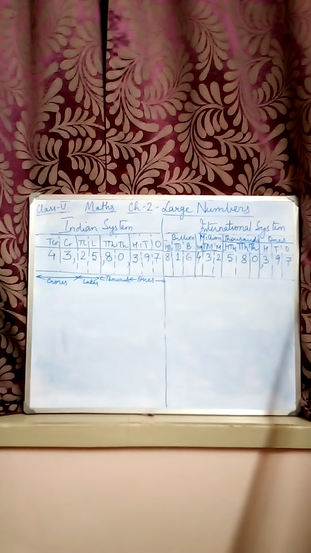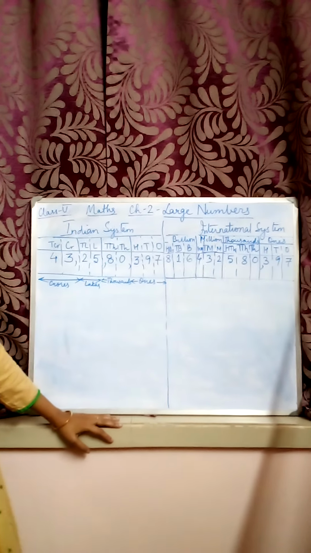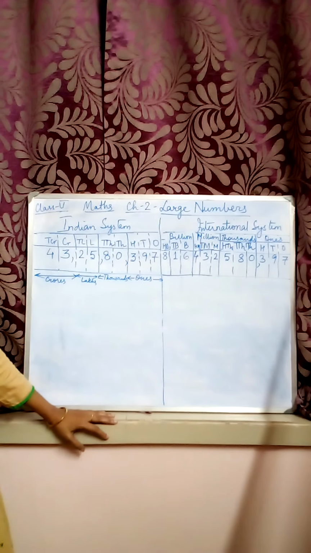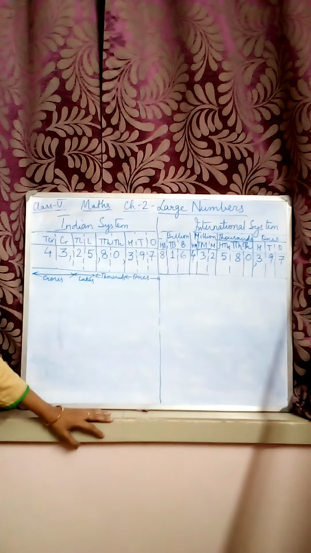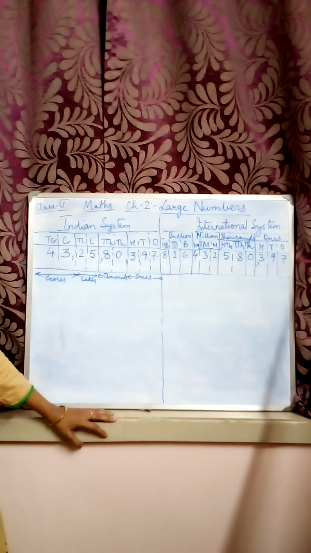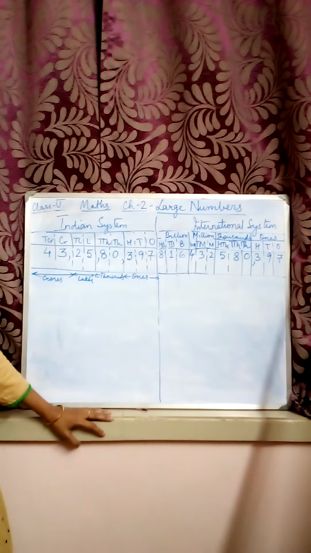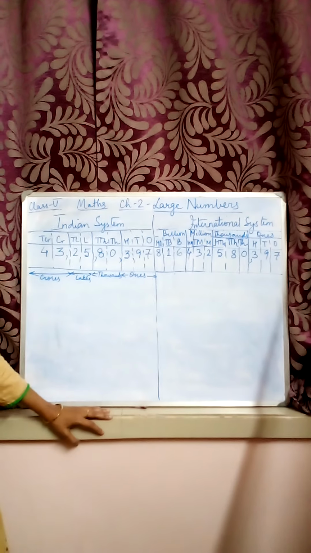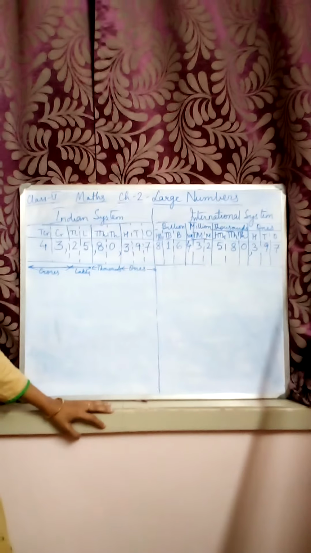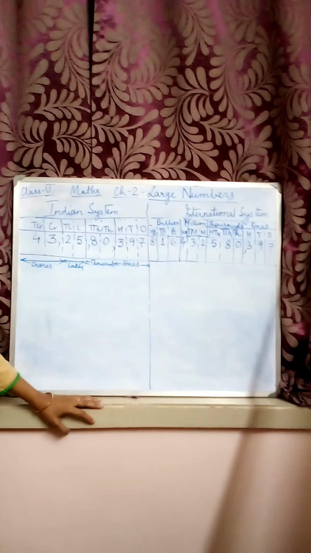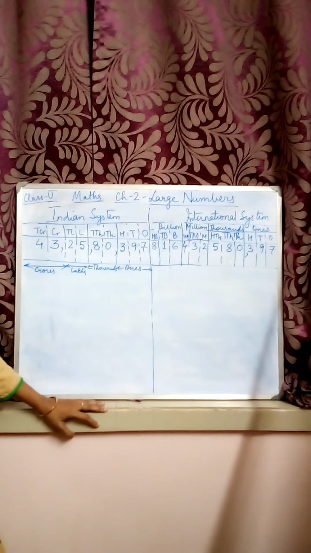So you have already studied the Indian and international system of numeration of numbers. You know what are large numbers. What do you mean by large numbers? Large numbers are those numbers which have more than 3 or 4 digits, maybe more than 5 digits, where the digits are too many, suppose 7, 8, 9, 10 digits. So that number which is made up of so many digits is known as large numbers. So that is large numbers.